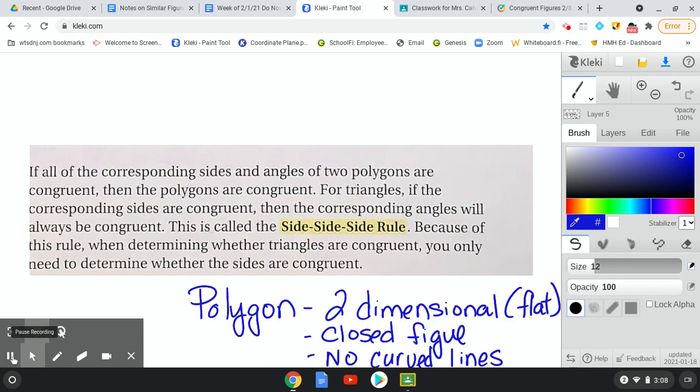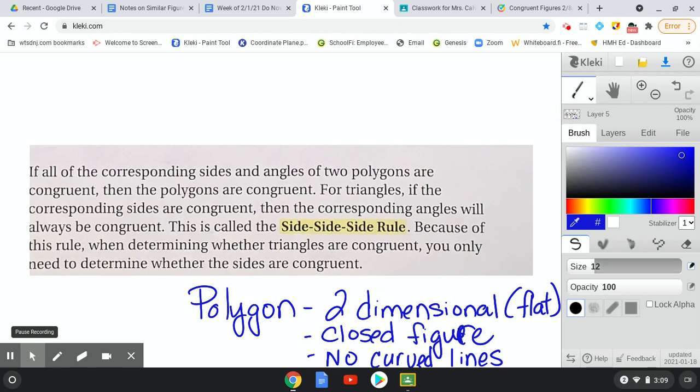All right, so a polygon is, first of all, a two-dimensional figure, which means it's flat. It's not 3D. It is a closed figure, and I just noticed I spelled figure wrong, R-E. Sorry, guys. And it also has no curved lines. So going back to what the side, side, side rule is.